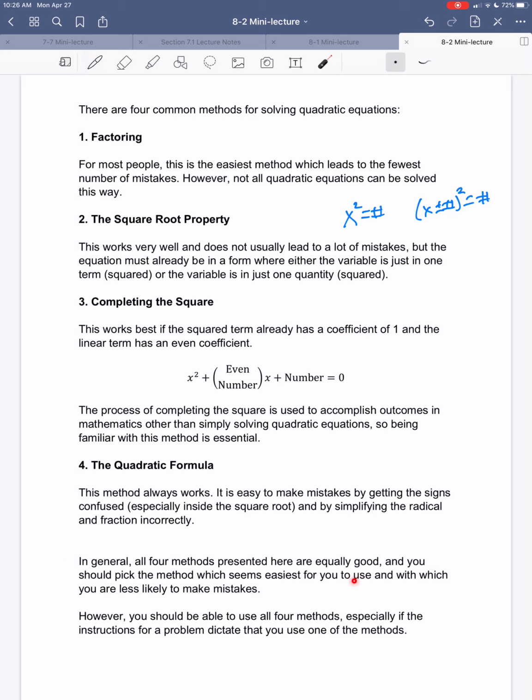So in general, all 4 of these methods are equally good, but you should pick the method which seems easiest for you to use and with which you are less likely to make mistakes. However, you really should be able to use all 4 methods, especially if the instructions for a problem dictate that you use one of these methods in particular. And then you need to do what the instructions say.